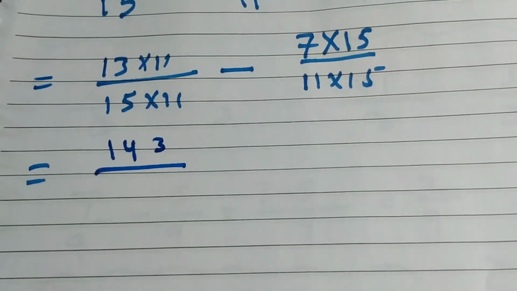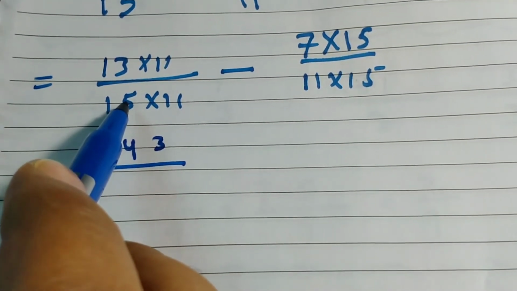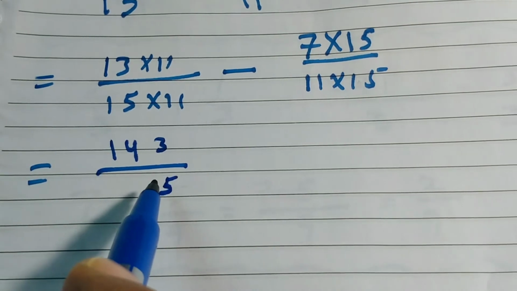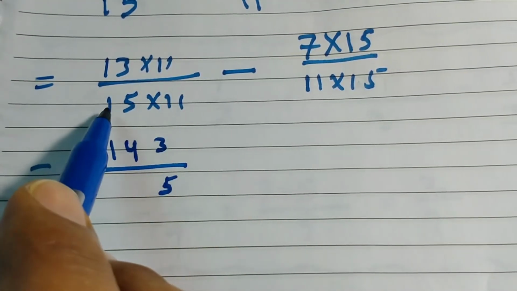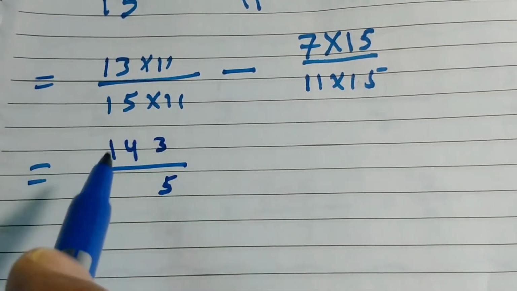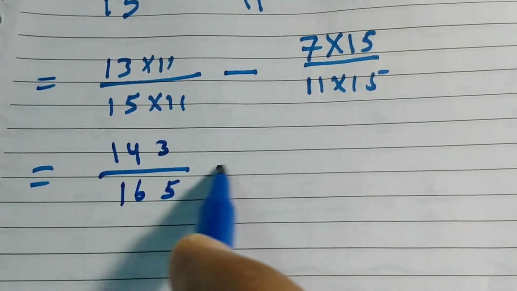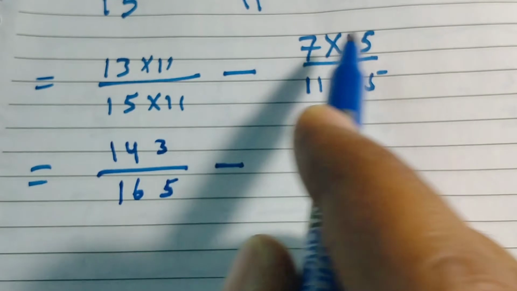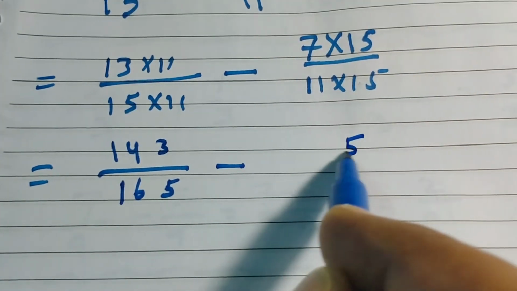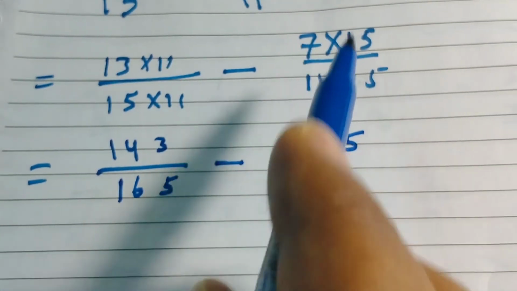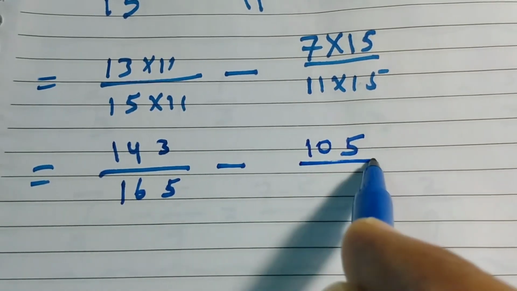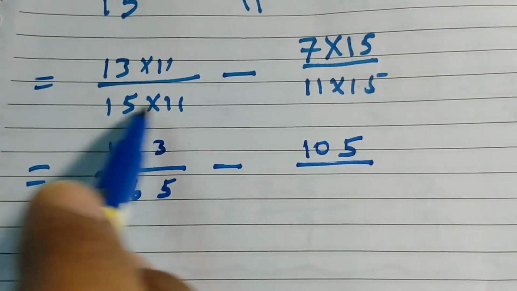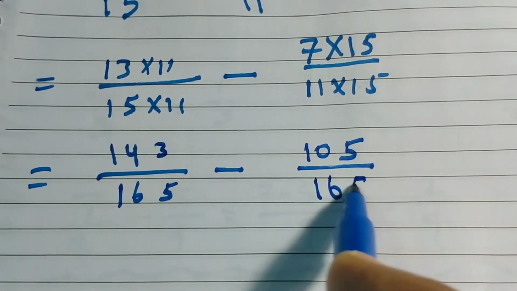Divide by 11 multiply 5, 55. So 5 here and 1, 5 is extra. So 11 multiply 1, 11 plus 5, that is 16. Minus. Now 7 multiply 15. 7 multiply 5, 35. 5 here and 3 extra. 7 multiply 1, 7 plus 3, 10. Divide by 11 multiply 15 we did here, it will be 165.